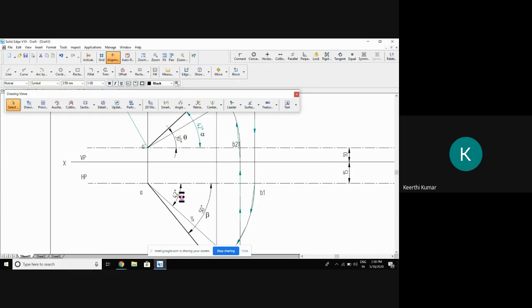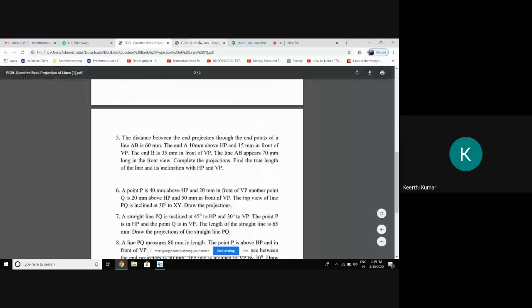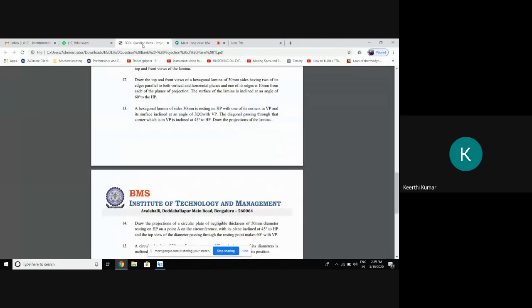Similarly for this. This is called true inclination in HP. Or it can also be expressed in other way, true inclination with VP. Similarly for these three. So these are all the four angles with respect to the lines. I hope you are clear. Hoping that it is understood, I'll close this lines chapter. I'll go for the laminas.